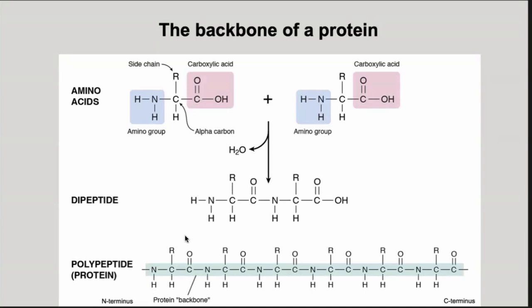Now, a couple things to notice about what happens when you string all these amino acids together. For one thing, you get this repeating pattern of nitrogen, carbon, carbon. That's all part of one amino acid. And then that's attached to the next one, nitrogen, carbon, carbon, nitrogen, carbon, carbon, and so on, running the entire length of the protein.